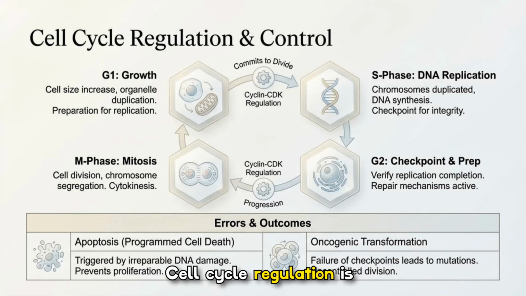Cell cycle regulation is summarized through G1 growth, S-phase DNA replication, G2 checkpoint, and repair, followed by M-phase mitosis, all coordinated by cyclin CDK complexes. The slide also shows outcomes when checkpoints fail, ranging from programmed cell death to uncontrolled division and oncogenic transformation, underscoring the importance of fidelity in replication.